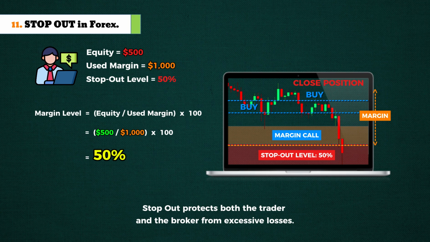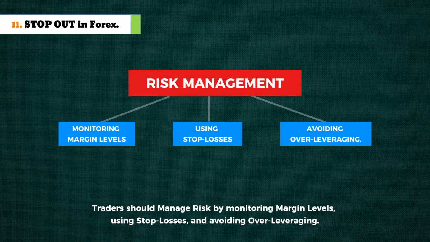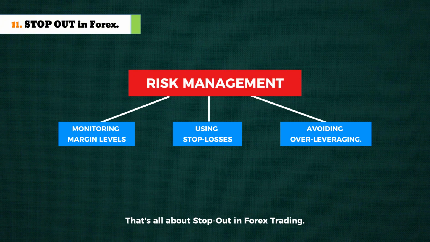So, stop out protects both the trader and the broker from excessive losses. Understanding stop out levels is essential to prevent forced liquidations of trades. Traders should manage risk by monitoring margin levels, using stop losses, and avoiding over-leveraging. That's all about stop out in Forex trading.